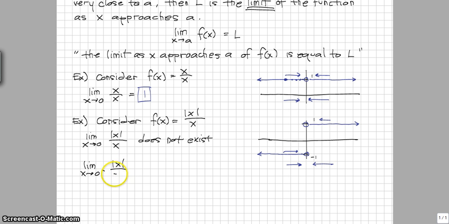Then the limit of absolute value of x over x is equal to something that we can determine by looking at the graph. It does approach negative 1. On the other hand, the limit as x approaches 0 from the right, so we have a little plus sign there, of the absolute value of x over x is equal to positive 1. So the limits from the left and the right exist, but the limit in general does not.